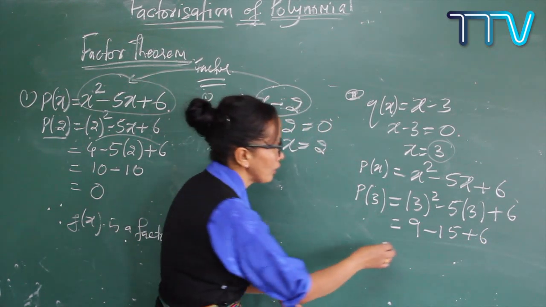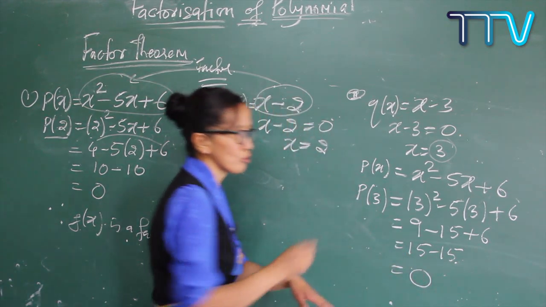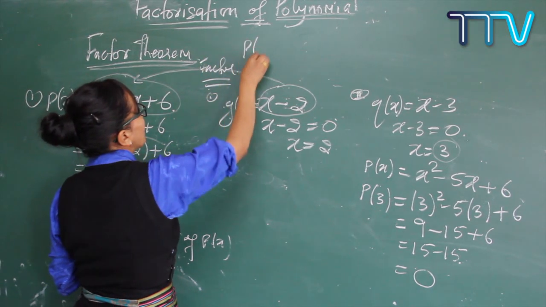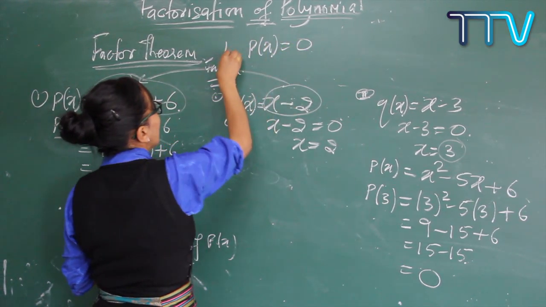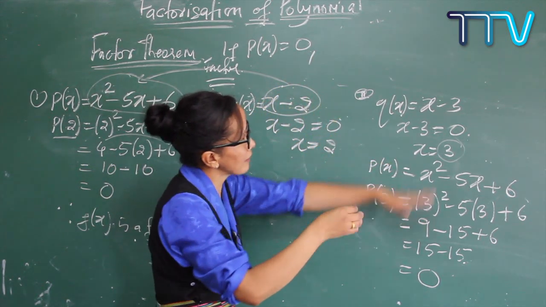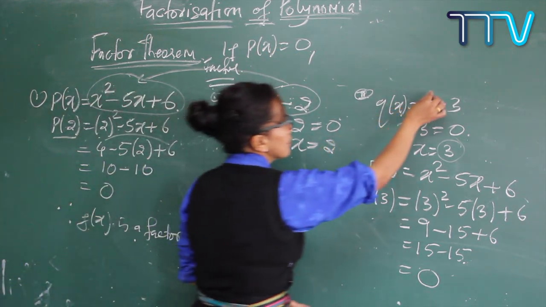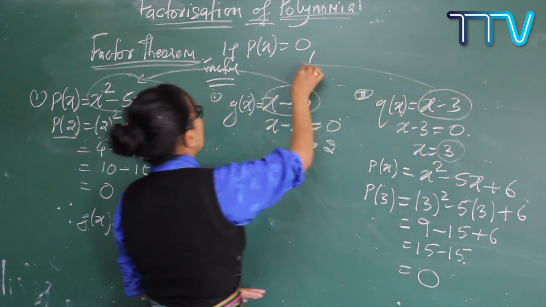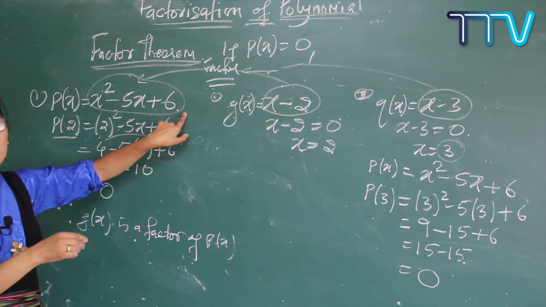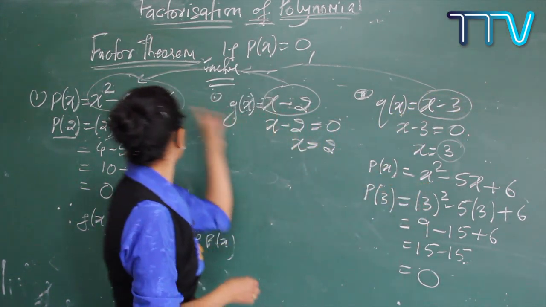Add up the positive one, you will be getting 15 minus 15, and it is exactly 0. So what it states here is that if your polynomial with variable x is equal to 0, then x minus any value is all the time again a factor of this main polynomial. Same here, this is the factor of the same polynomial I've taken here.